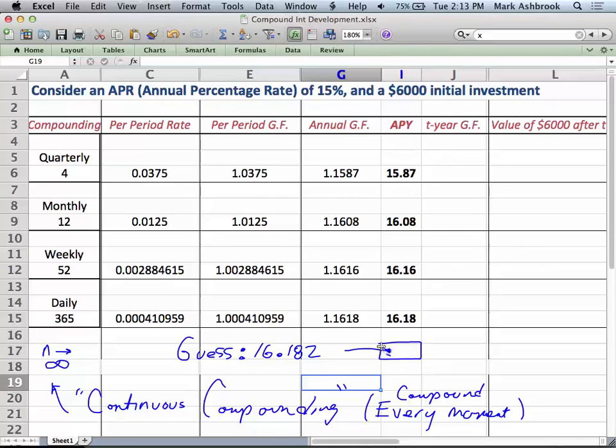All right, so how do we get that? So when we look at our interest formula, this was 1 plus r over n, to the n t, times p.